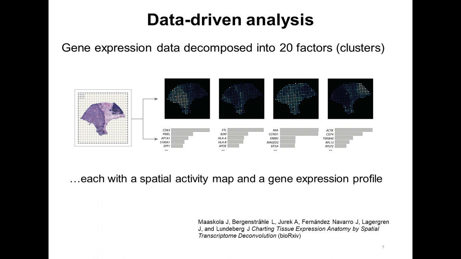The next results I will show you are based on a data-driven analysis tool that was developed by Dr. Jonas Maskula in the Lundberg group at SciLifeLab. Basically, the data from all spots in all samples were decomposed into 20 factors or clusters, and each cluster was represented by a spatial activity map and a gene expression profile. This illustration is simplified to only 4 factors. The upper panel shows the spatial activity maps, that is the location of a cluster or factor, and below are the top 5 genes for these factors. But actually a set of 50 genes was generated.